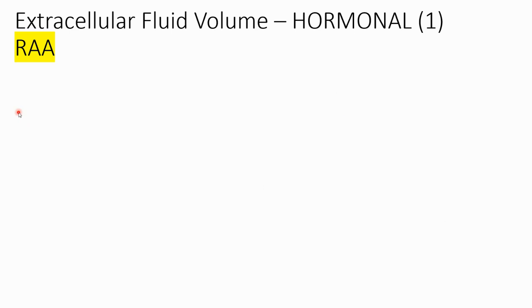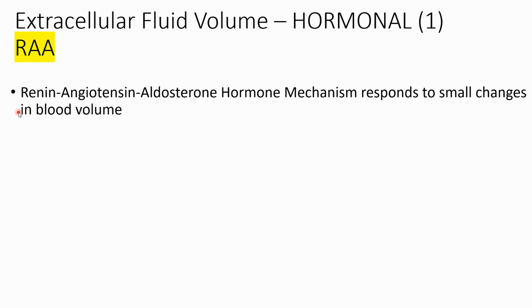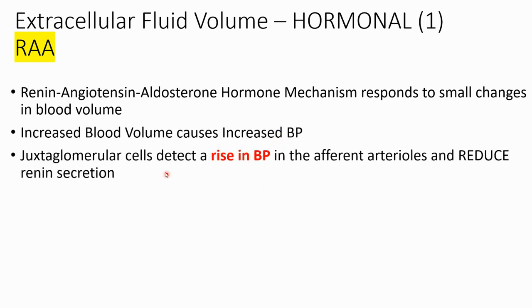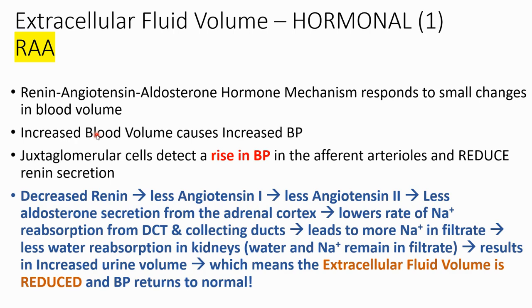So for extracellular fluid volume, the first hormone we're going to talk about is the renin-angiotensin-aldosterone mechanism, which is going to respond to small changes in blood volume. An increase in blood volume causes an increase in blood pressure. The juxtaglomerular cells detect this rise in the afferent arterioles and reduce renin. Again, blood pressure is already high. If you have an increased blood volume, it's already high. You don't want to increase it even more by secreting renin. You're going to do the opposite.